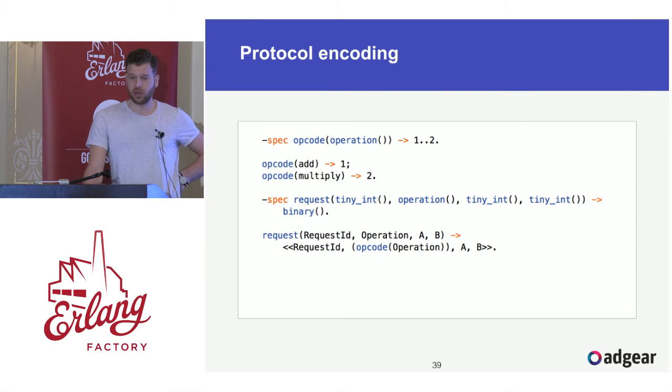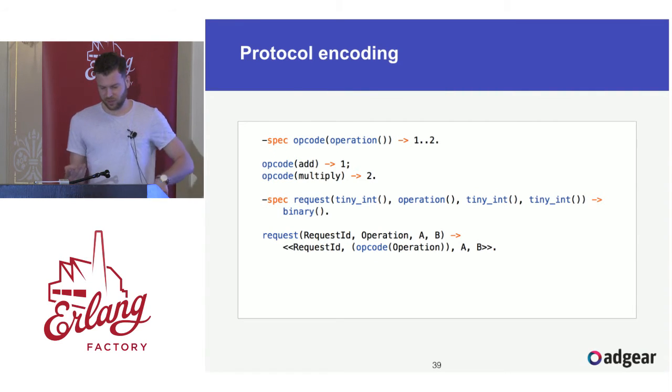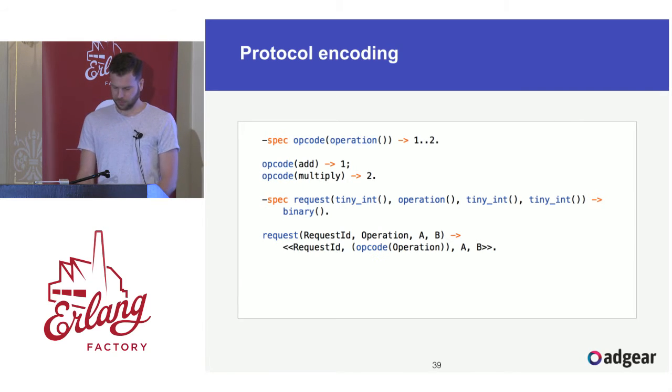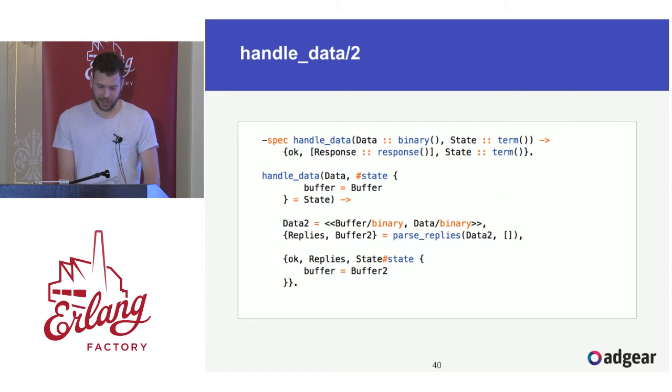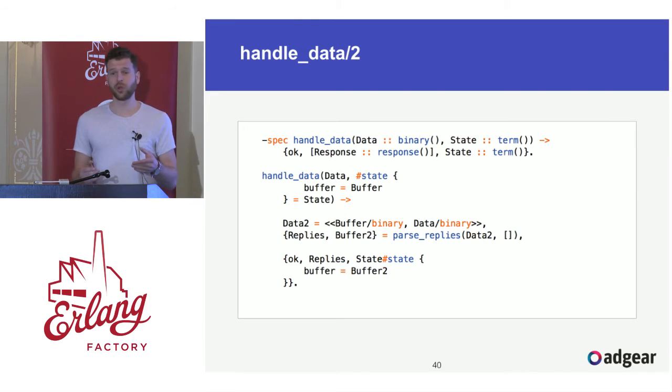So protocol encoding for this is fairly easy. We have 2 operations, add and multiply. Add is using 1, multiply 2. And then the request ID would just generate the binary. So request ID, the opcode, and the 2 operands. And so that was it just to do the request.